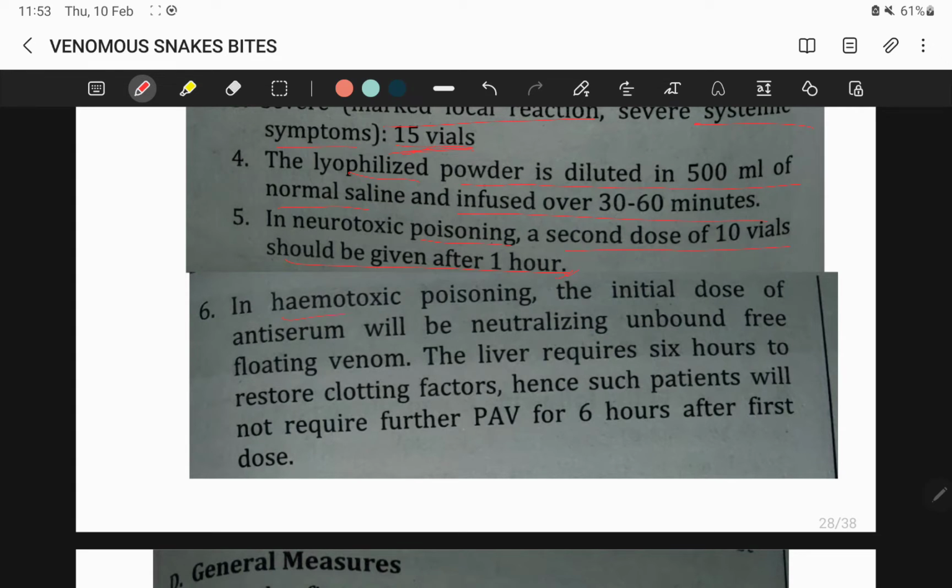In hemotoxic poisoning, the initial dose of the antiserum neutralizes unbound free-floating venom. The liver requires 6 hours to restore clotting factors, and hence such a patient will not require further antivenom for 6 hours after the first dose. This is also a very important thing to know.